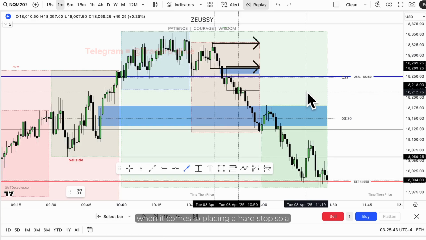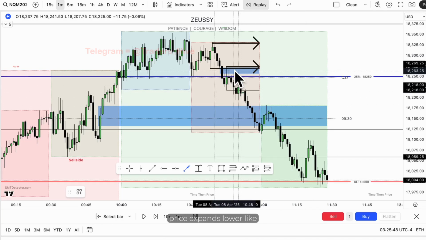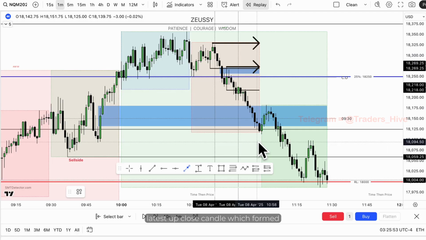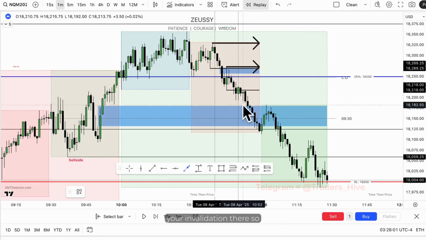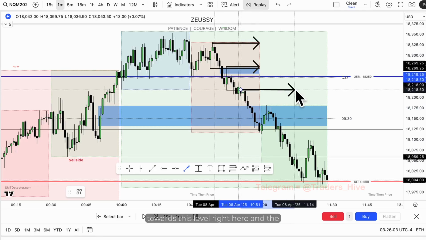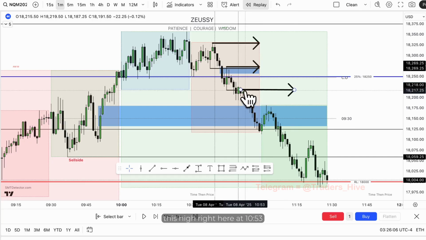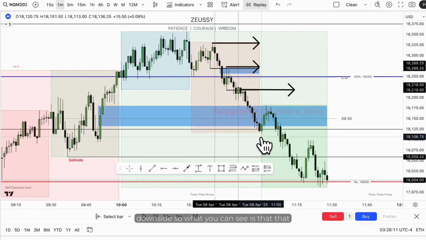When it comes to placing a hard stop, so a fixed invalidation, I would say that when price expands lower like this, go to the latest upclose candle which formed before that expansion lower, or the latest high which formed, I should say, and then simply put your invalidation there. So my eye is drawn immediately towards this level right here, and the reason why is because I see this high right here at 10:53 and the market then expands towards the downside. So what you can see is that invalidation is simply due to the fact that manual intervention could take place, an announcement could be made, and then you want to make sure that you're out of the short.